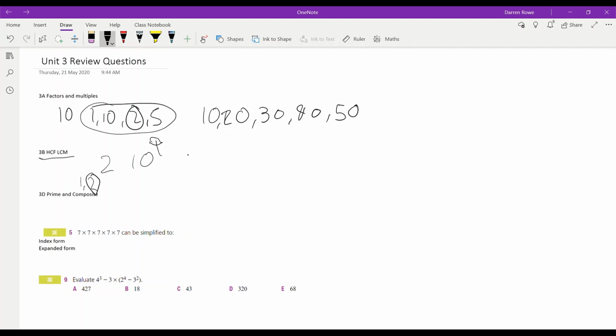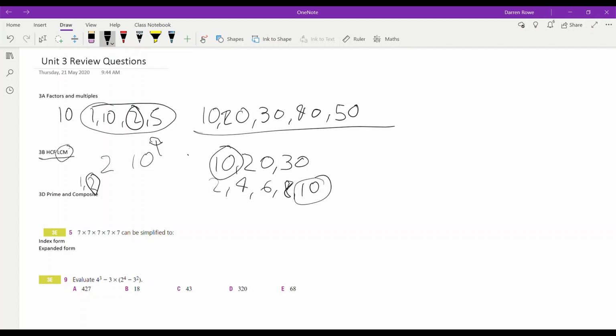As far as 2 and 10 goes with the lowest common multiple, then you've got to list out these multiples. So you don't really need to list out the bigger numbers. Sometimes you do, but not in this situation. So you list 2, 4, 6, 8, 10, and so on. The lowest common multiple is the lowest number that appears in both lists. Now the first to appear in both lists is 10. Therefore, the lowest common multiple of 2 and 10 is 10, and the highest common factor is the 2.